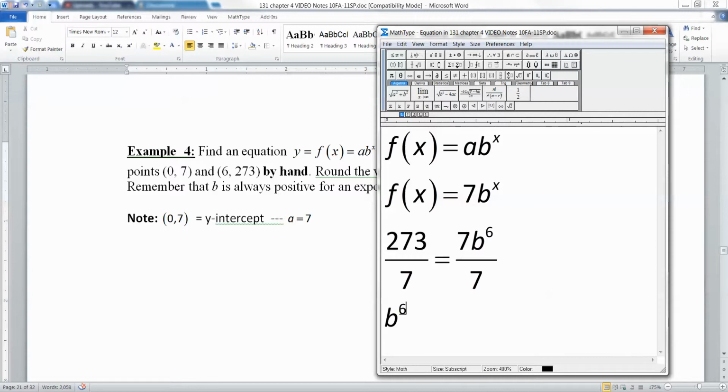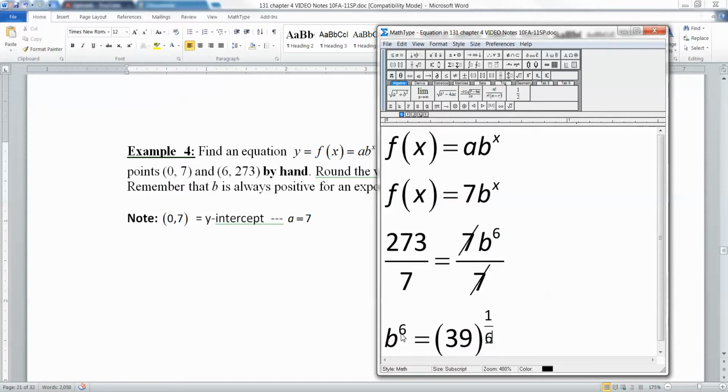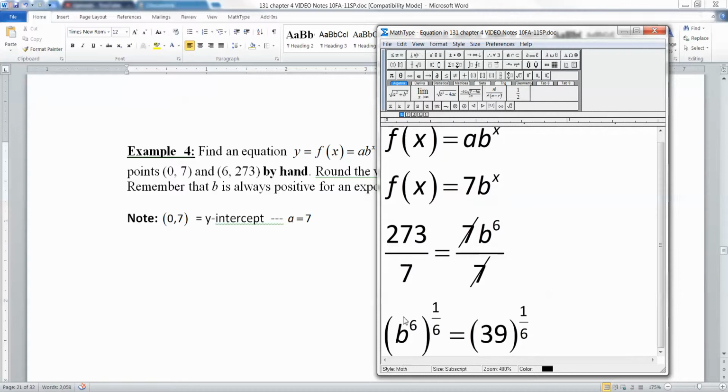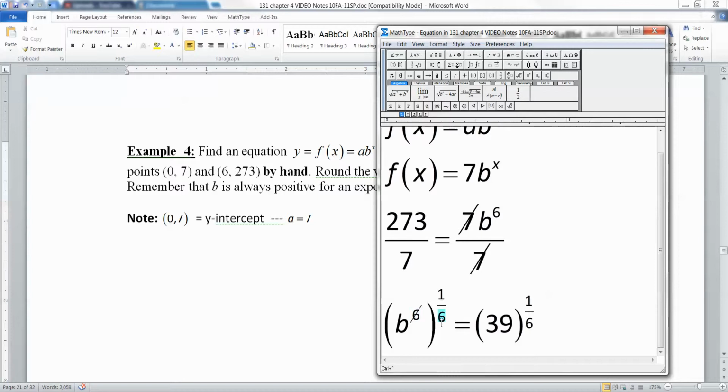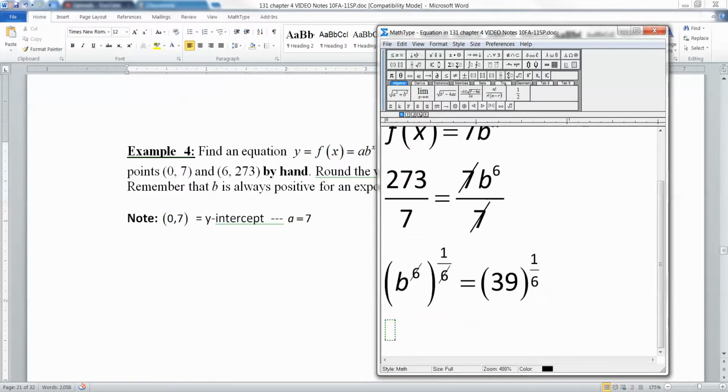So b to the 6th is equal to, and I'm doing that because this divides away, right? That's why I picked 7 in the first place. b to the 6th is equal to 39. Then I want to get b by itself, so I'm going to have to raise both sides to the 1/6 power. Just like before, this divides away and makes just plain b to the 1, which is b. So b is approximately, and then I need to go find what 39 to the 1/6 is.